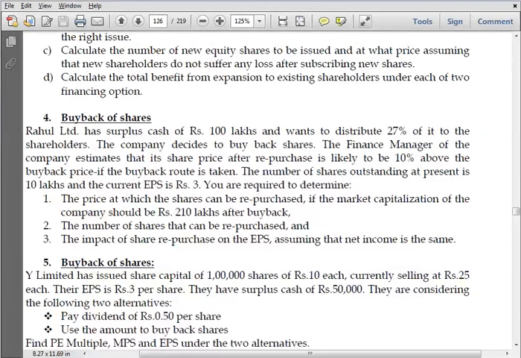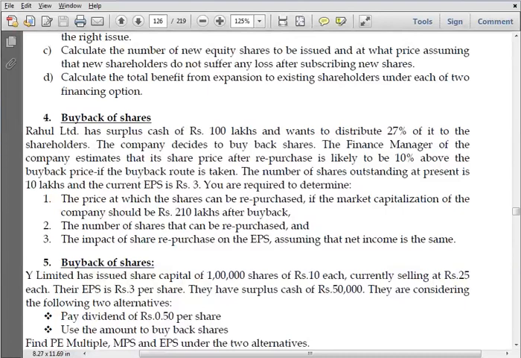Question number 4. Buyback price will be assumed as X, and post buyback price will be 1.1x. Full stop.